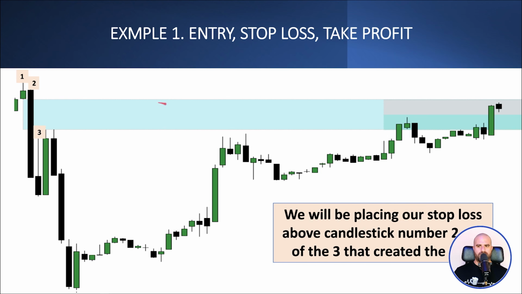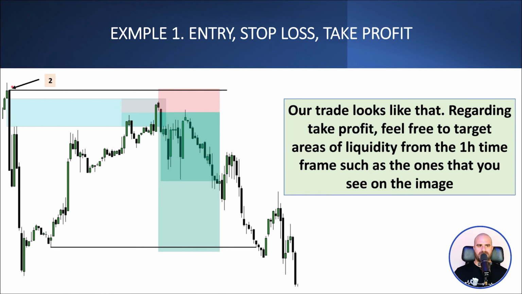So here you go. You will be placing your stop loss not above candlestick number 1 out of the 3 that created the fair value gap, but above candlestick number 2. Let's see how this looks. This is candlestick number 2. You just extend the horizontal line. You place your entry, your sell limit in this occasion because it is above price. You get activated over here at the 50% of the fair value gap, and you have your stop loss a little bit above the top of candlestick number 2, right here.